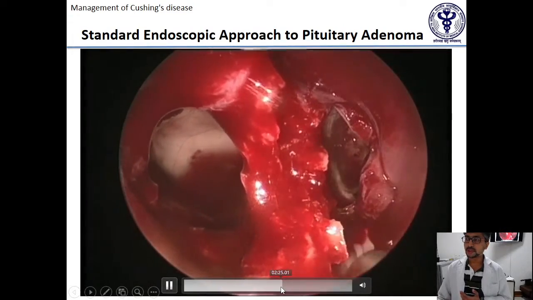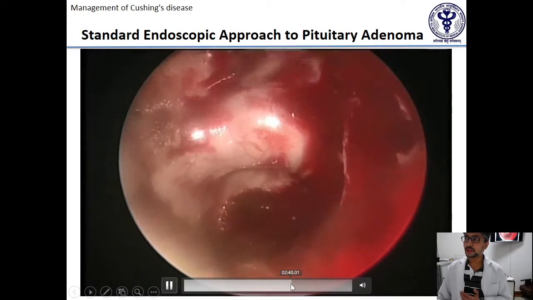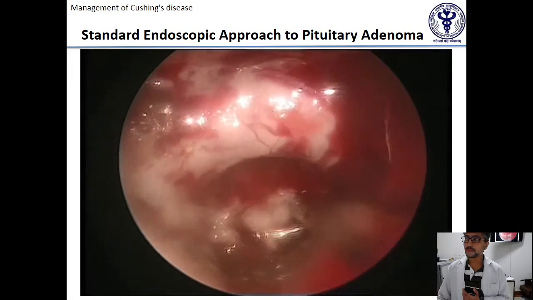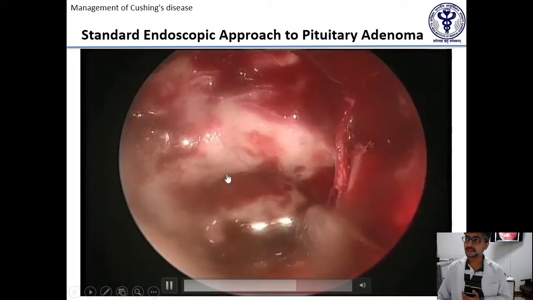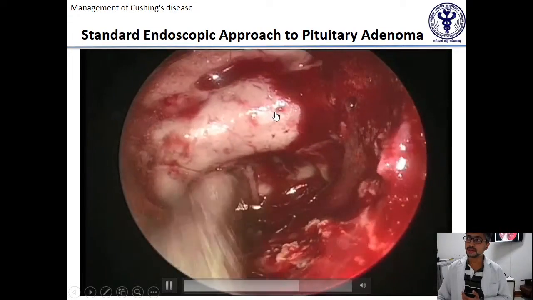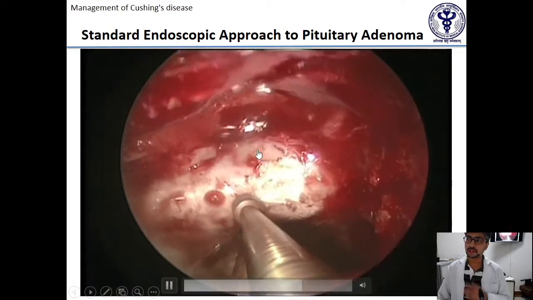This is the classical outside appearance, the image which I have shown earlier. And then you can use a drill under continuous irrigation to enter into the cavity. This is the clival recess at the base, and this is the sellar floor. These are two paraclival carotids, and you can see that in microscopic surgeries we are only able to see a limited area with a fixed retractor.